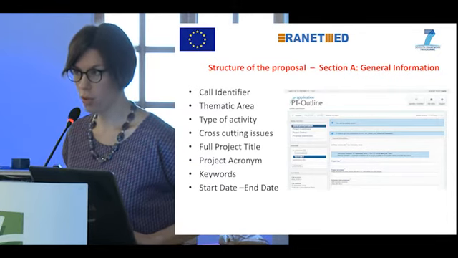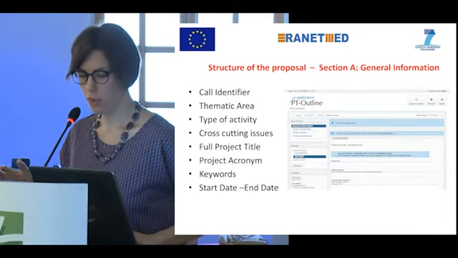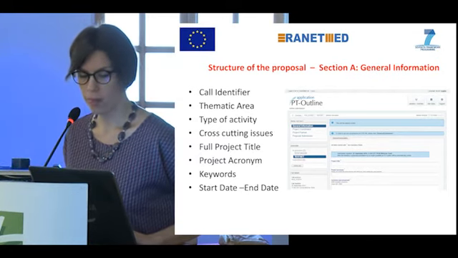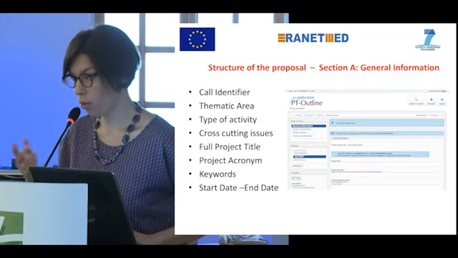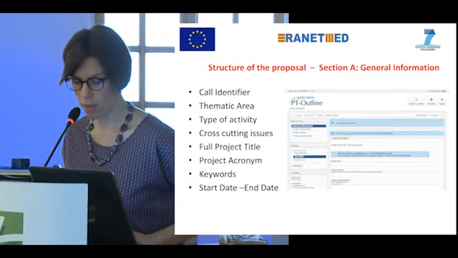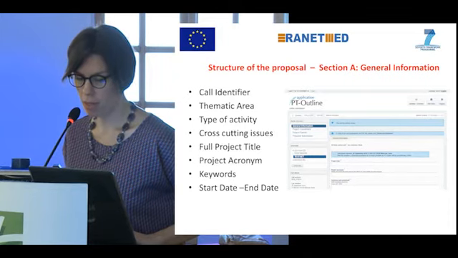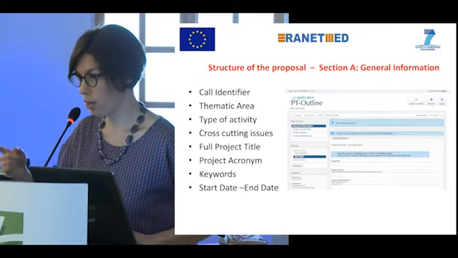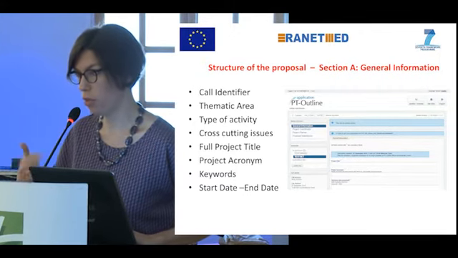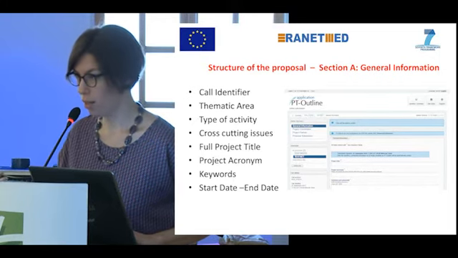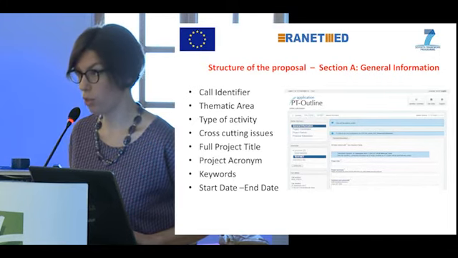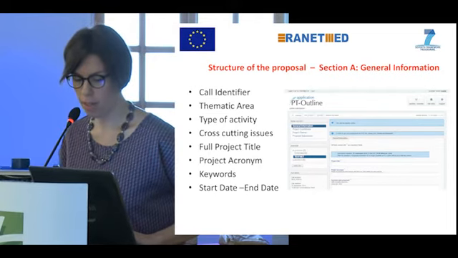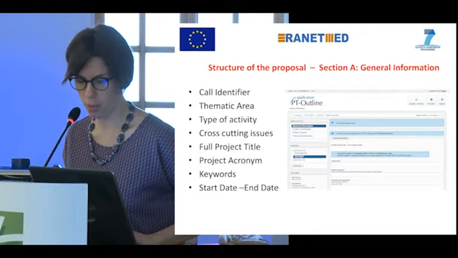Section A is focused on general information. Therefore, you will choose the call identifier, the thematic area, the type of activities, one or more, that you intend to address in the project, and the cross-cutting issues, one or more, that you will address. So, answering your question, it's not mandatory to address them all. You can address only one cross-cutting issue. It's not a problem, but you should explain in the proposal how you intend to address it. Then the project title, acronym, keywords, and dates of the project.